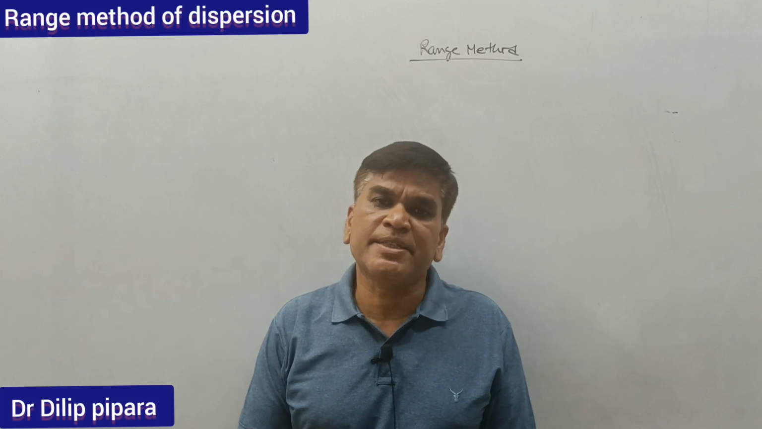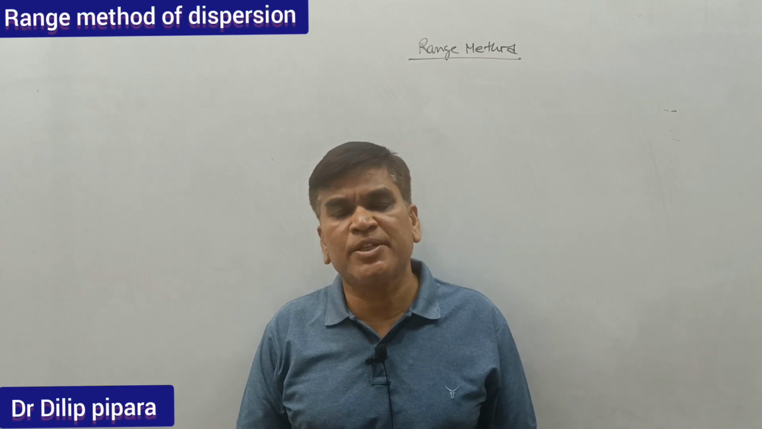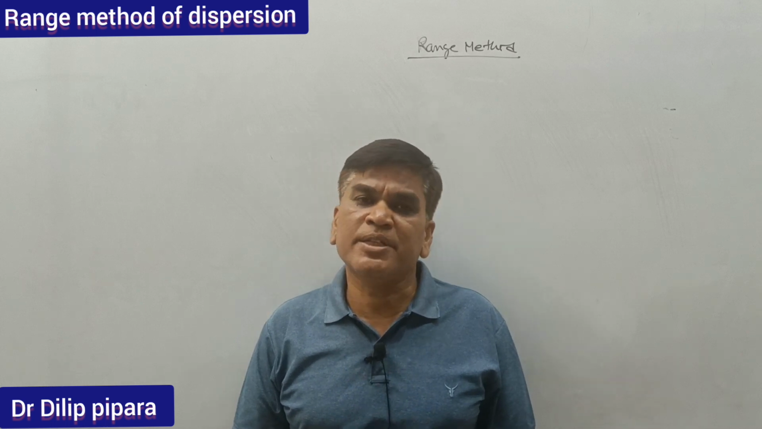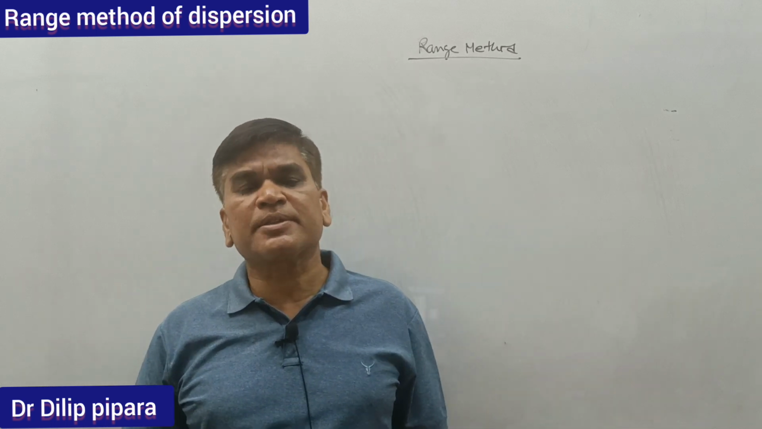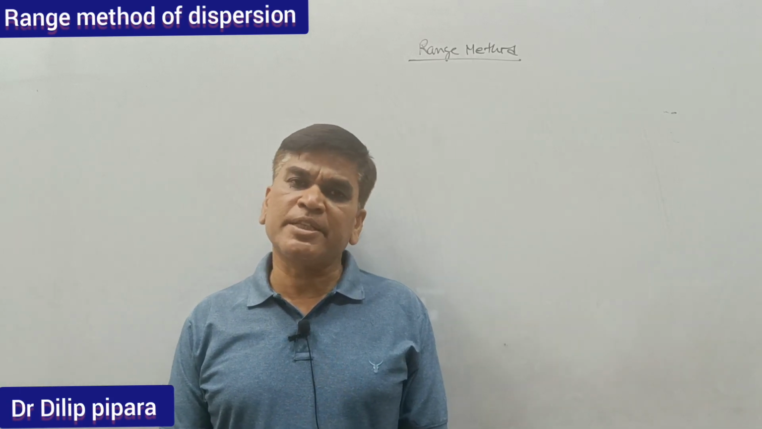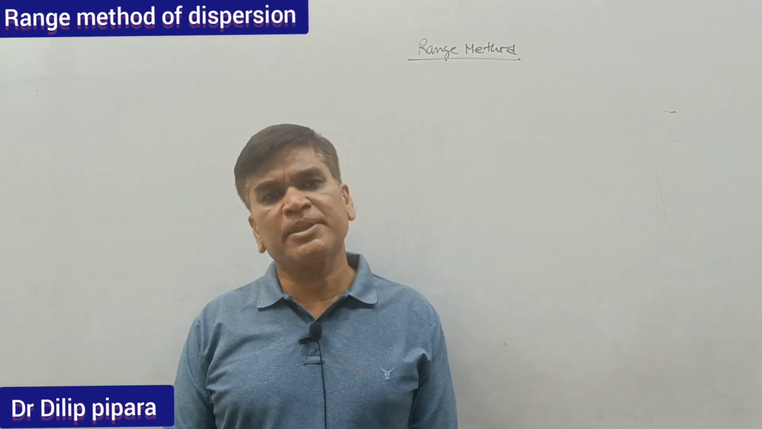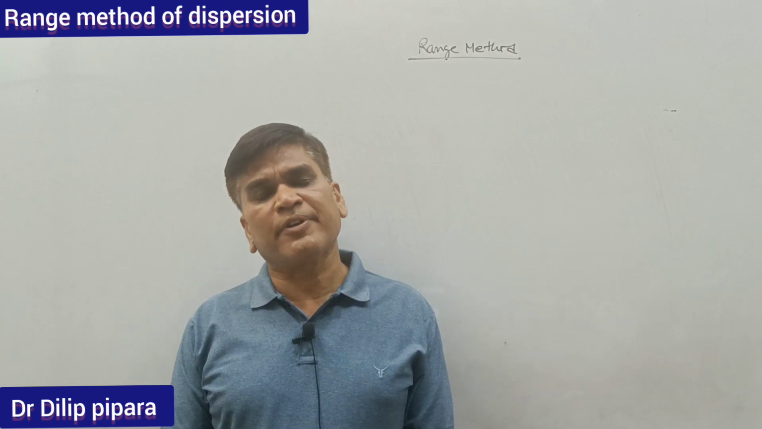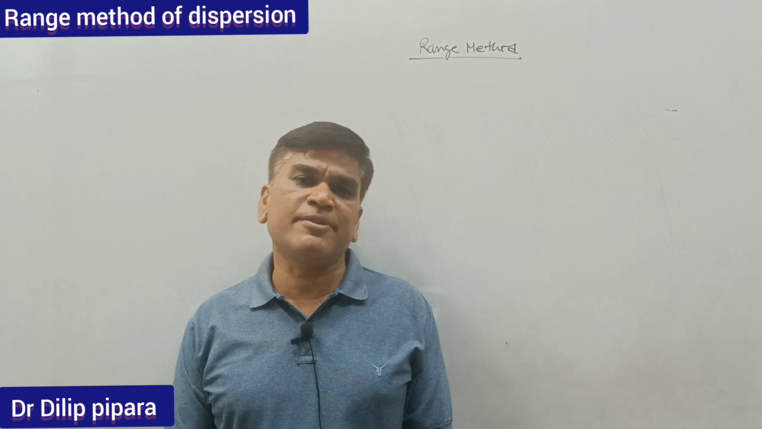In the previous video of statistics, we have discussed what dispersion is and how many methods of dispersion there are. We have discussed that there are four methods of measuring dispersion. The first one is the range method, the second one is the quartile deviation method, the third one is the mean deviation method, and the final method is the standard deviation method.